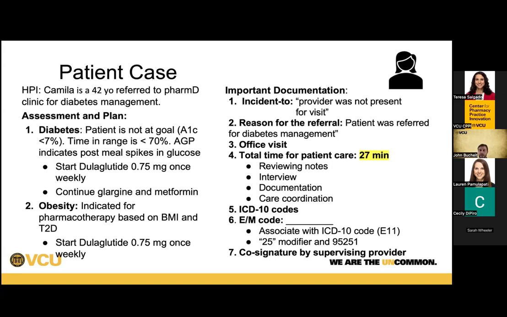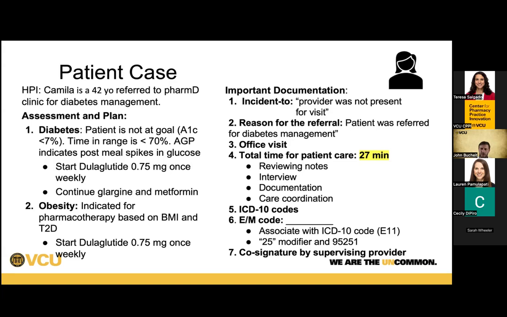I also documented time and what I did with this time. So I saw this patient for 27 minutes. And in this time, I was reviewing notes, interviewing the patient, documenting, and care coordination. I also selected type 2 diabetes for the diagnosis code. And since the patient had an ambulatory blood glucose profile and a CGM, I added a 25 modifier to the evaluation and management code and billed for a 95251 on top of that. Then I would assign the note to the supervising provider.